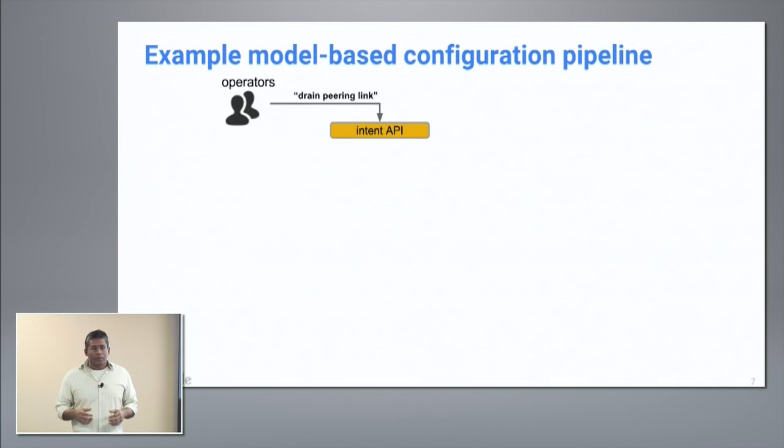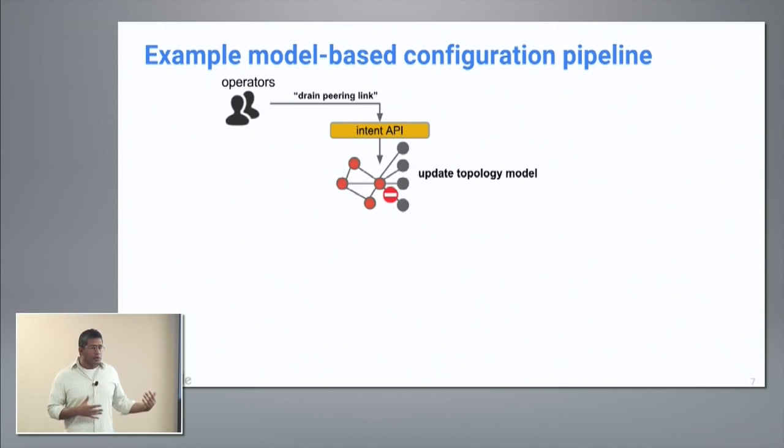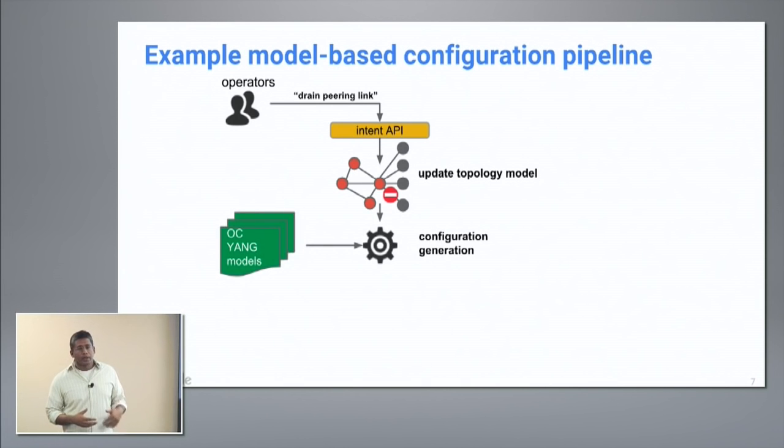Where you can do something like, you want to drain a particular peering link because of some issue. That may translate into an update to a topology model. I haven't talked a lot about topology models, but that's also clearly a part of a model-based network management stack, right? So everyone has a topology model. And that update to the topology model can then drive generation of configuration, right? So I've removed this peering link from the topology model. That means I've got to update my BGP sessions, or I've got to change the policy on that session to start driving traffic away from that link. And this is where the models come in.